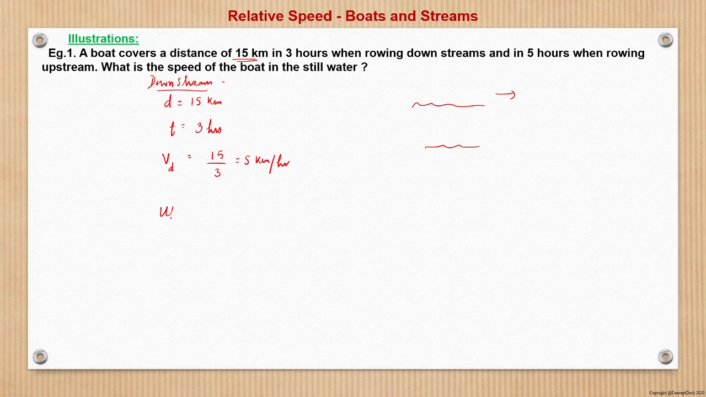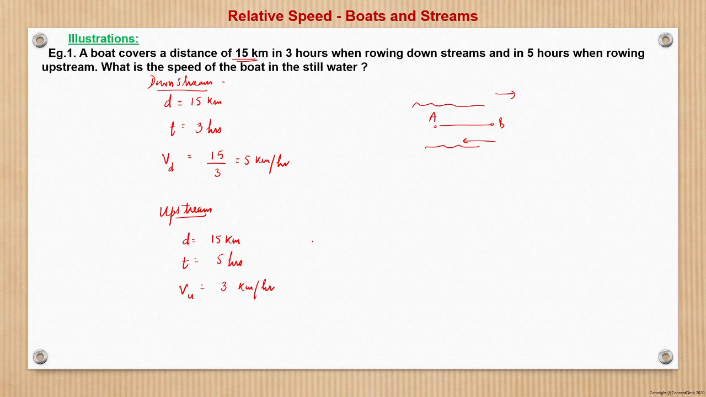Then upstream, we know the distance is again the same. A boat is going, say suppose, from point A to point B and then coming back, right? So D again remains the same. But in upstream the time taken is 5 hours. So what is the velocity upstream? That is 15 upon 5, which is 3 kilometer per hour.